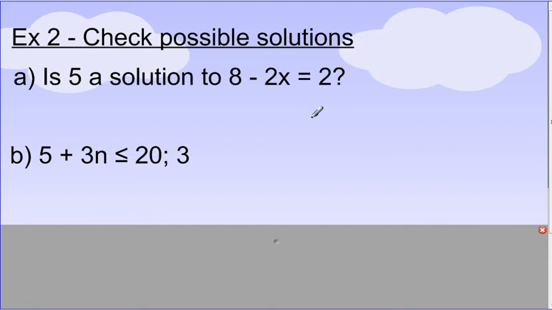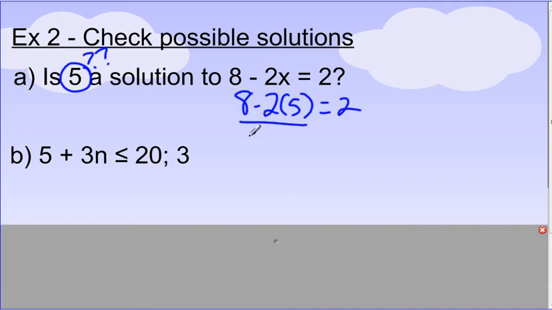Well, the way we can do that is you take the given possible solution. We don't know if this is the answer yet. You take that and you plug it in for the variable. So here, I'm going to take 8 minus 2 times 5. And you want to know, is this true? What I mean by is this true is, if you do all the math on this side, you work through your steps, do you get equals 2 on the other side?